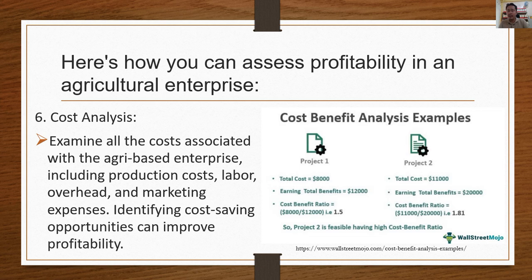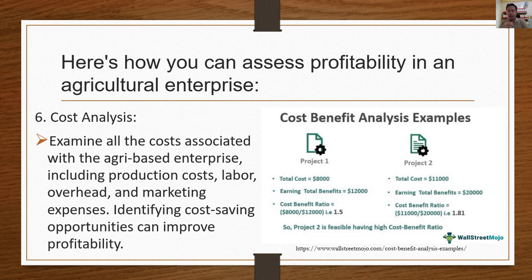So we do have here an example, project 1 and project 2. So the total cost of project 1 is $8,000 in terms of money. Then the total cost in project 2 is $11,000. Both project 1 and project 2 have earnings of total benefits. In project 1, they have $12,000, and the earning total benefits of project 2 is $20,000.